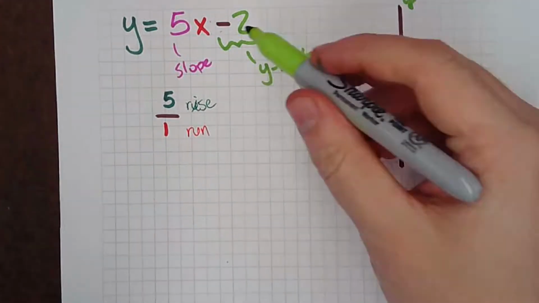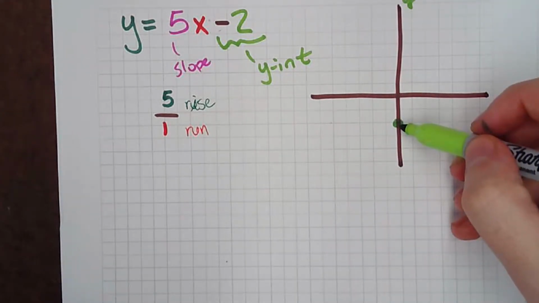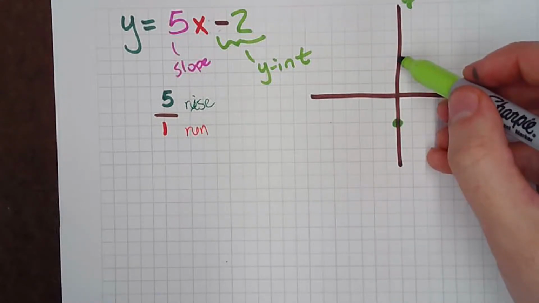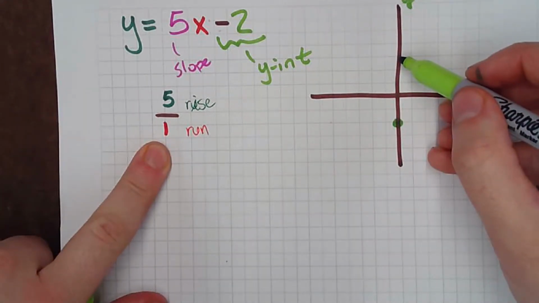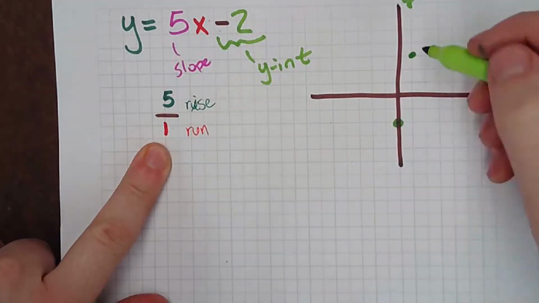First thing I'm going to do is -2, which is right there. And then I'm going to go from here up 5. 1, 2, 3, 4, 5. And over 1. And that's going to be where my next point is. I can keep doing this if I want, actually.